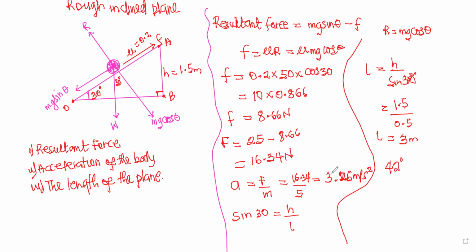The normal reaction perpendicular to the plane is 14.9 Newton. Calculate the mass M of the body.